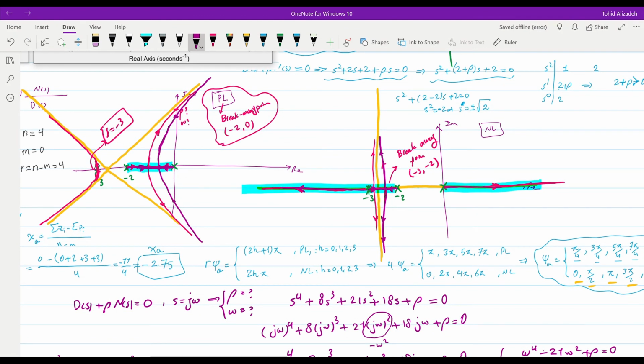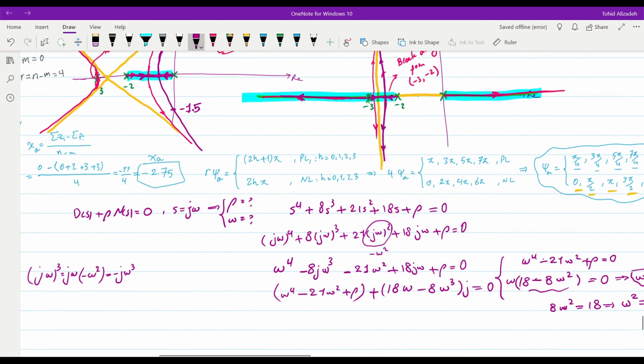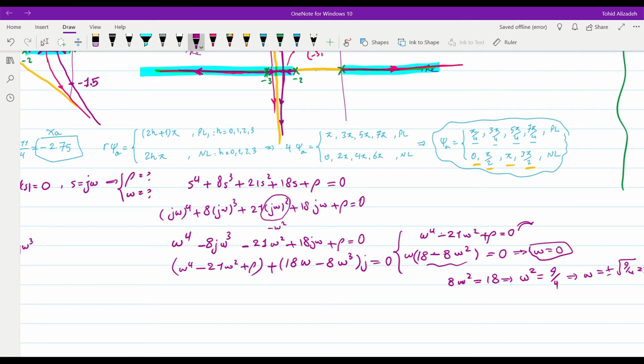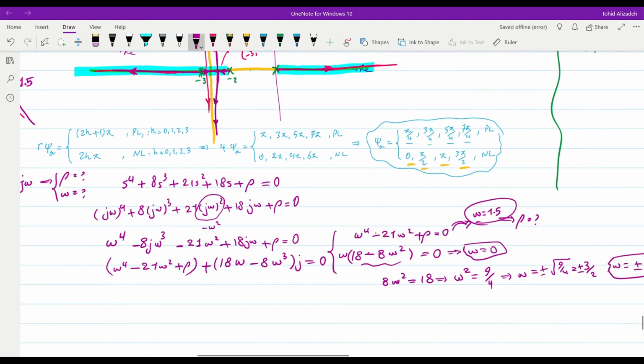Okay, so I haven't done the scaling properly, but over here omega is equal to 1.5, and here it is minus 1.5. Then if you replace those values into this equation, you will get the value for rho. Okay, the exact value for rho.